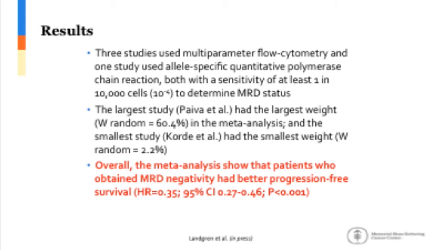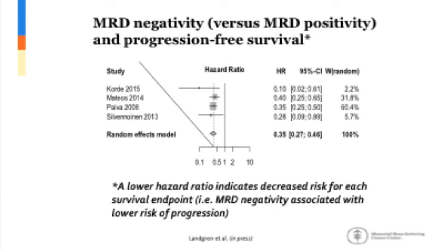As highlighted in red on this slide, the overall progression-free survival in relation to MRD association had a hazard ratio of 0.35, meaning that you reduce the risk of progression by 65%. And that's illustrated on this slide in a graphical manner. As you can see on top, the smaller study that only provided about 2% of the weight for the overall estimate, the hazard ratio for that study was 0.10.